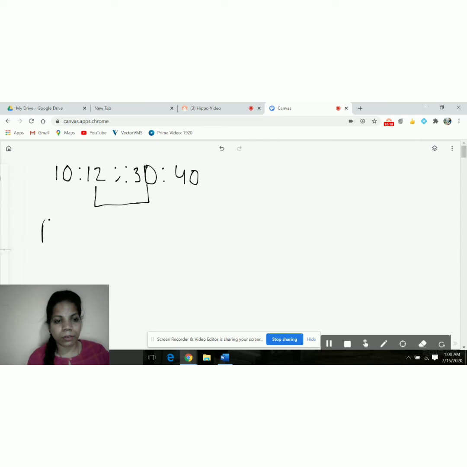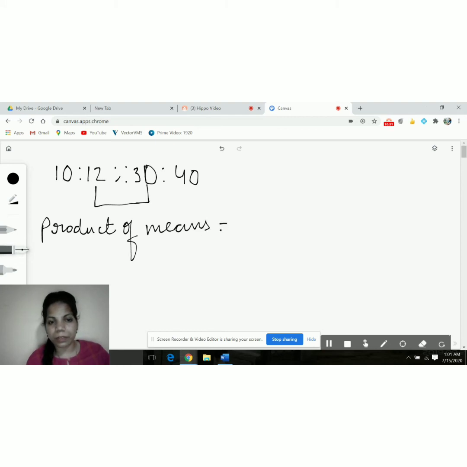So product of means is equal to 12 into 30. So what is 12 into 30? 12 threes are 36, means 360.